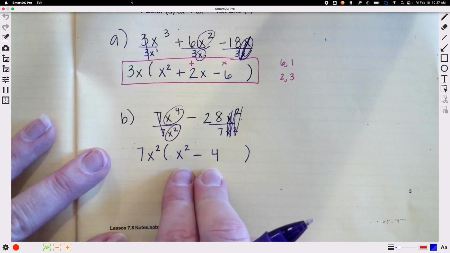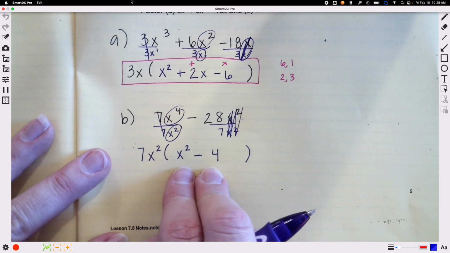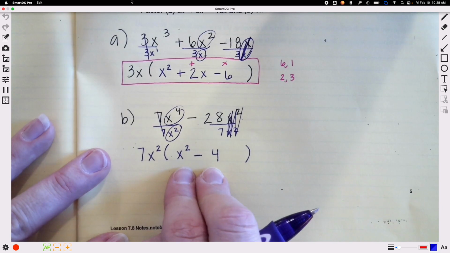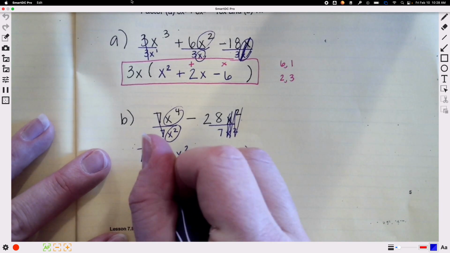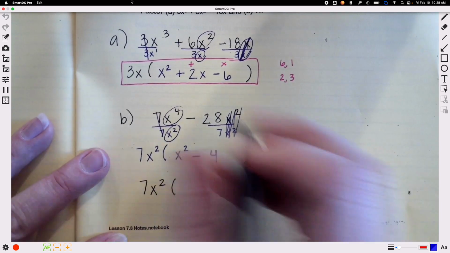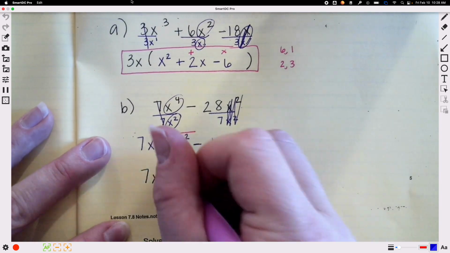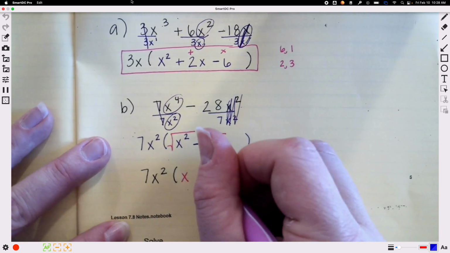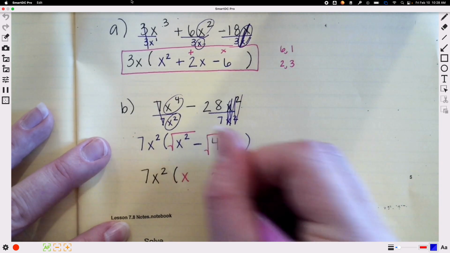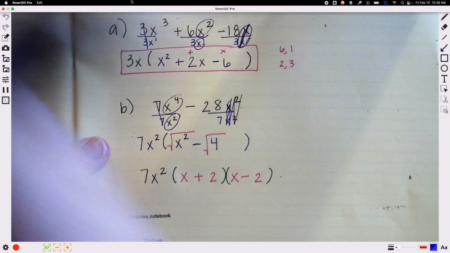With what is left in parentheses, follow the flow chart. Are there 2 terms? Yes. Is it a difference of 2 perfect squares? Sure is. Both of those are perfect squares. What's the square root of x squared? What is the square root of 4? 2. And in this pattern, one is always plus, one is always minus.